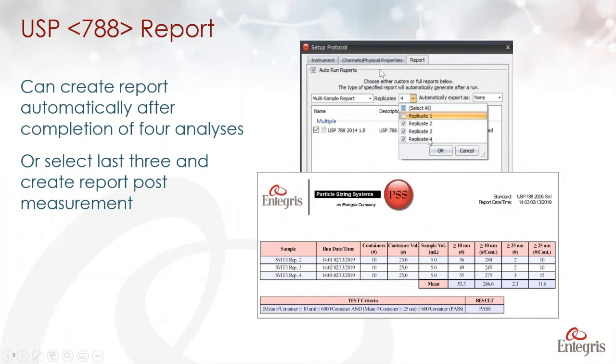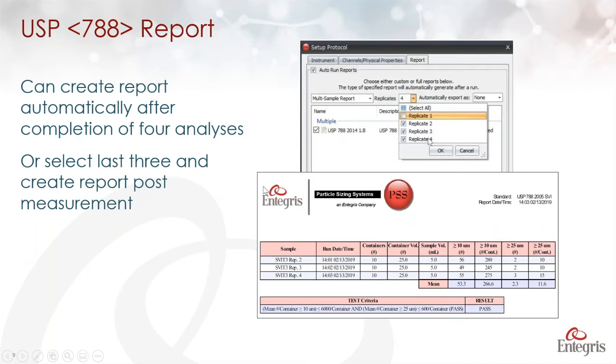The third tab in the protocol is where we can choose to set up automatic reporting. For instance, if we're doing standard USP 788 testing, what we can do is ignore that first measurement and then take the average of the next 3. Then we can automatically create the report you see down here on the right, where we look at the number of particles either per container or per ml at 10 and 25 microns for the second, third, and fourth run, look at the average values, and then get an automatic pass-fail for each sample.